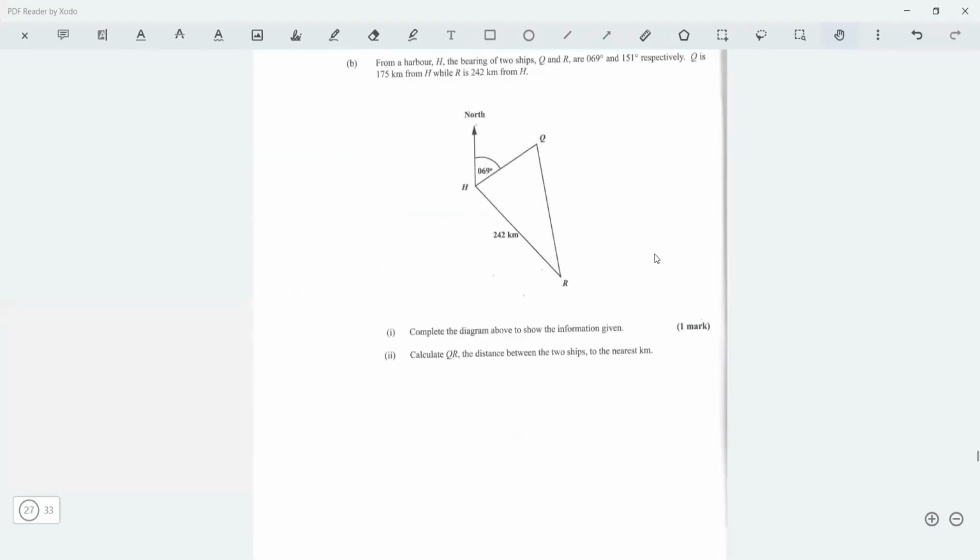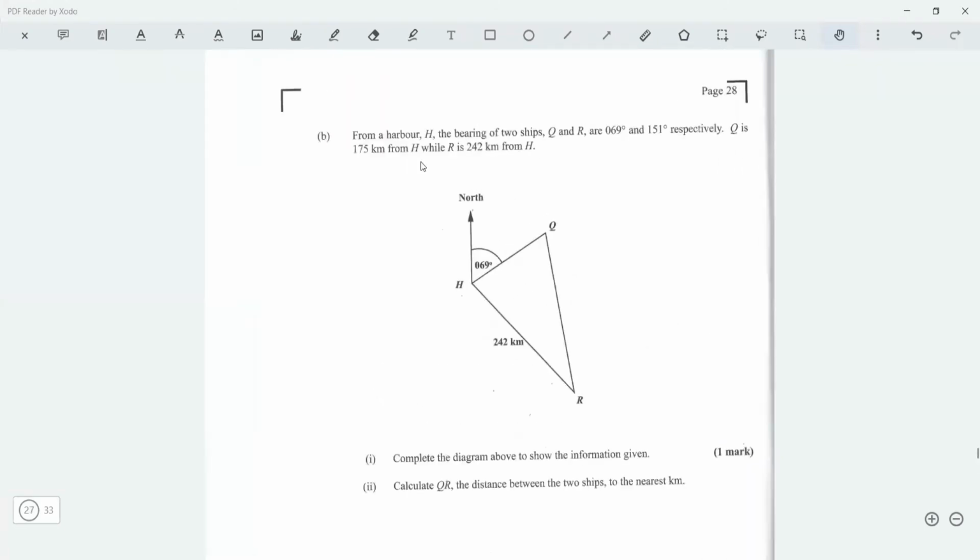Let's look at part B. Part B says, from a harbor H, the bearing of two ships. Oh no, bearings. This is trigonometry. But don't worry, guys. We're going to max it up. From a harbor H, the bearing of two ships Q and R are 69 degrees and 151 degrees, respectively. Q is 175 kilometers from H, so this is 175 kilometers, while R is 242 kilometers from H. So just put that on the diagram.